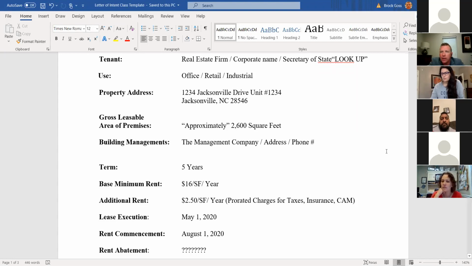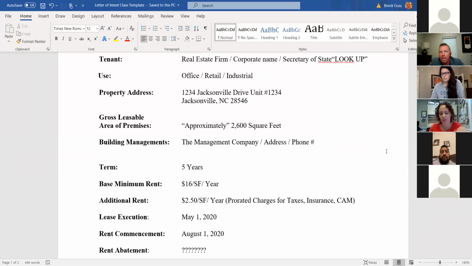Who else can give me a shot at what they think on this one? Why would you always want to put approximately? Alexis, go ahead. Okay, this is a complete shot in the dark, but I'm thinking that if any changes are made to the property, you don't want the rent fluctuating based off of what the gross leasable area ends up being after those changes are made. That's absolutely right. Great job. If I had a little prize, I'd give it to you.